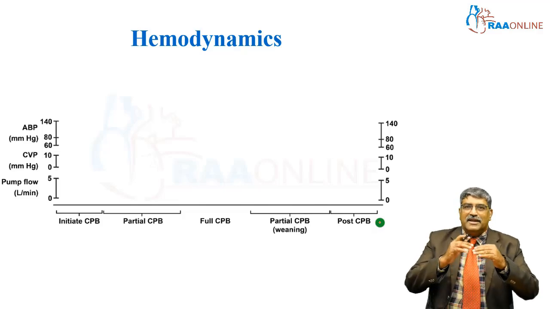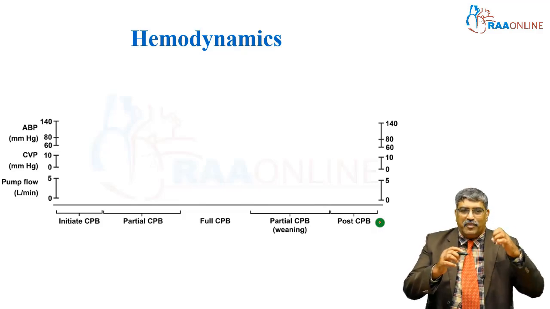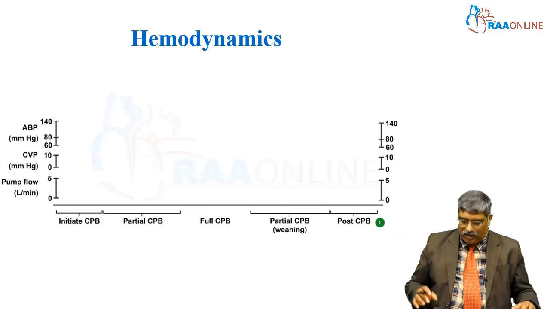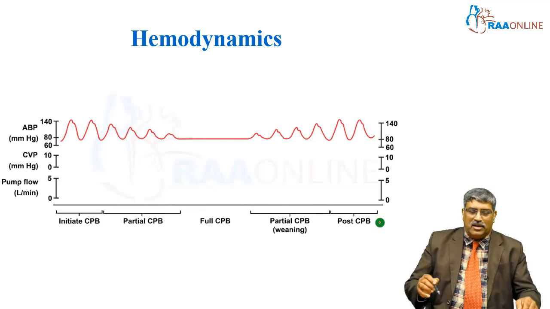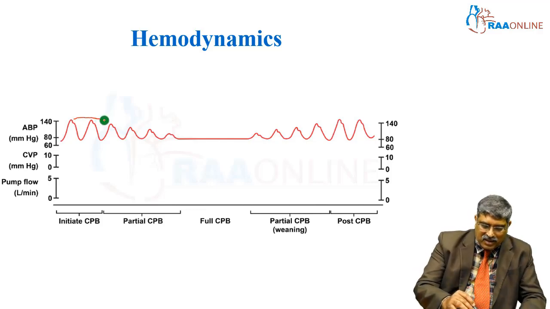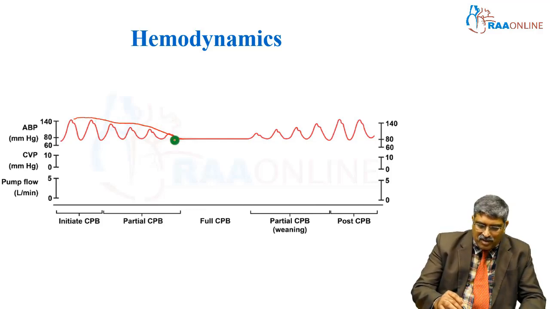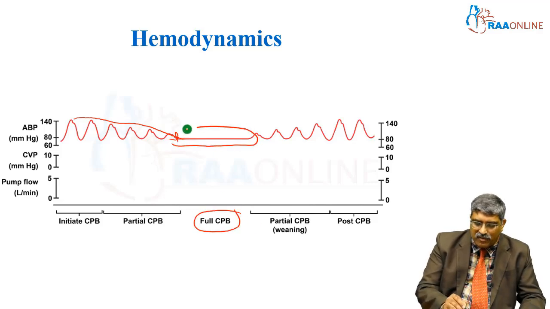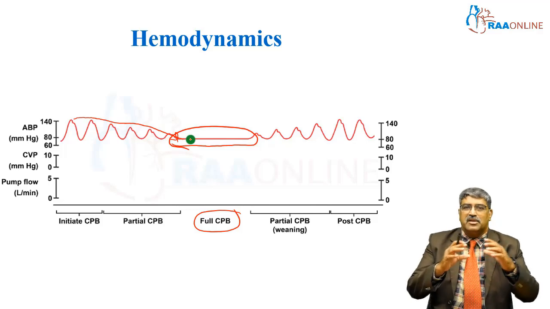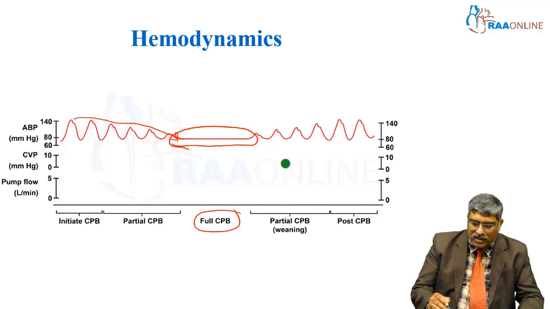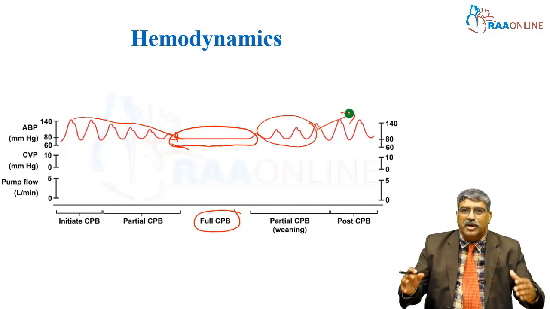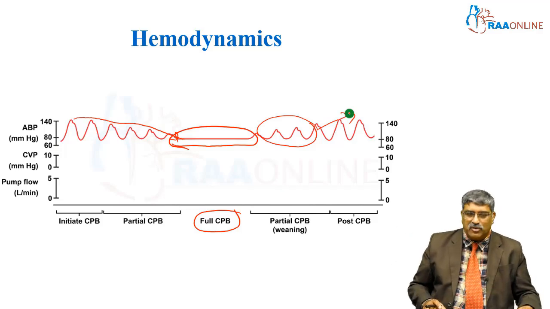Now coming to the changes in hemodynamics with the onset of cardiopulmonary bypass, full bypass, and when you wean off cardiopulmonary bypass. Here you can see as you initiate and go into partial bypass, your arterial pressure comes down. On full cardiopulmonary bypass, there is no pulsatile flow and it is in the mean pressure range of 50 to 70. Then as you wean, the pulsatile flow comes into the picture and post cardiopulmonary bypass with your inotrope and your management, the blood pressure returns back to normal.